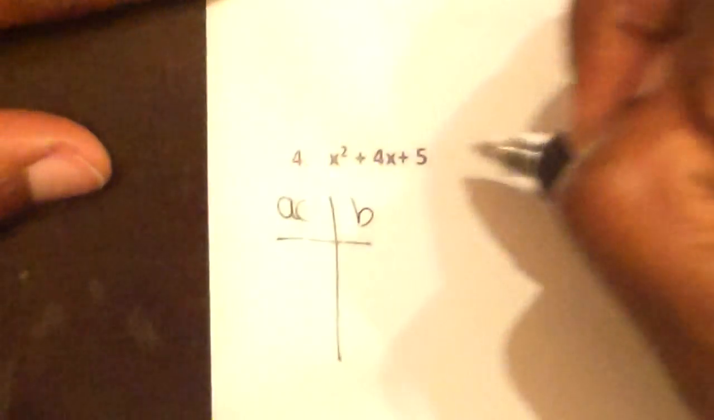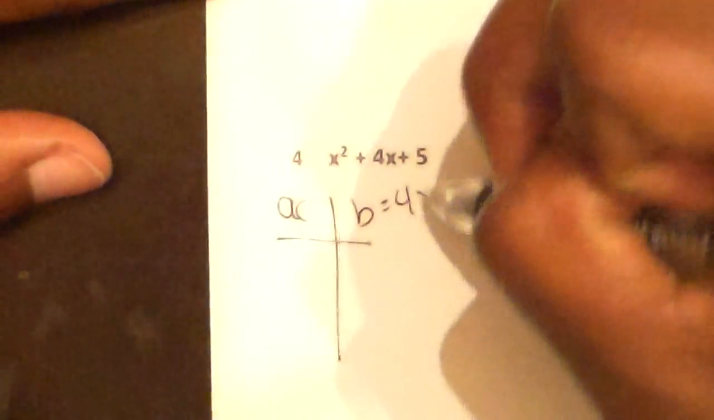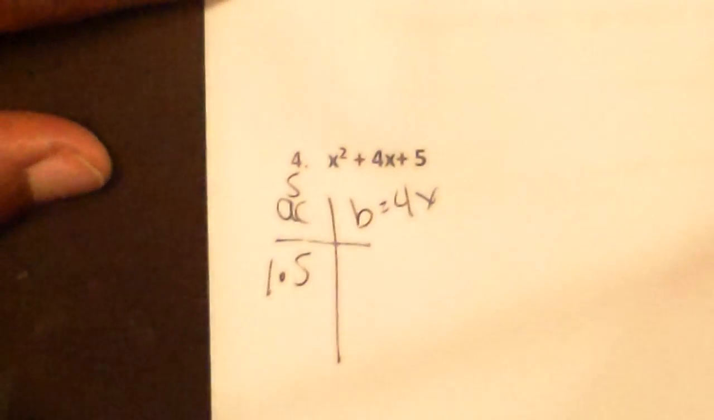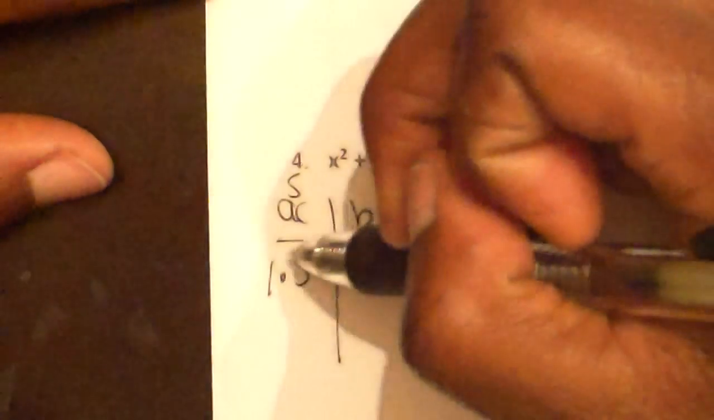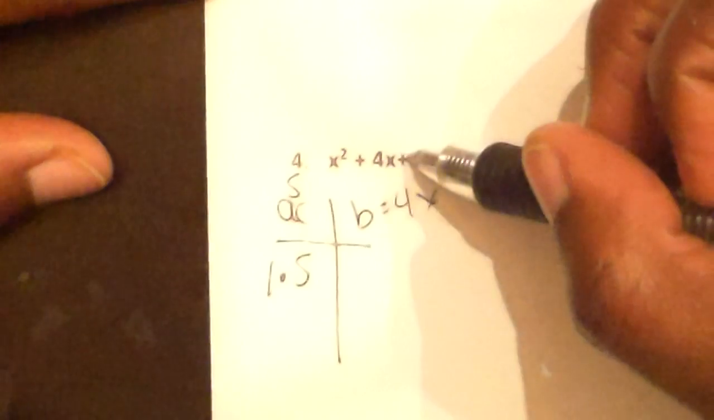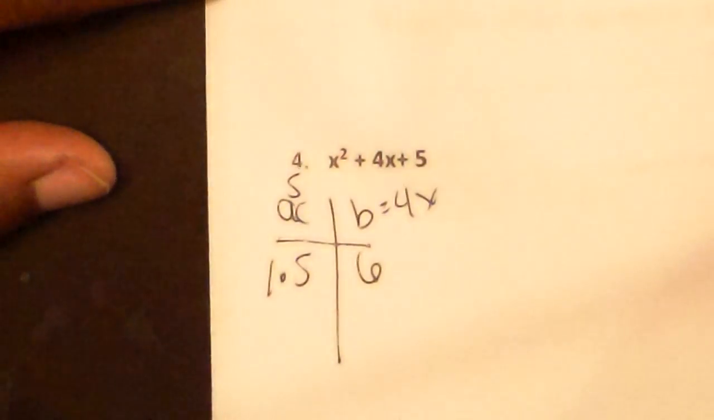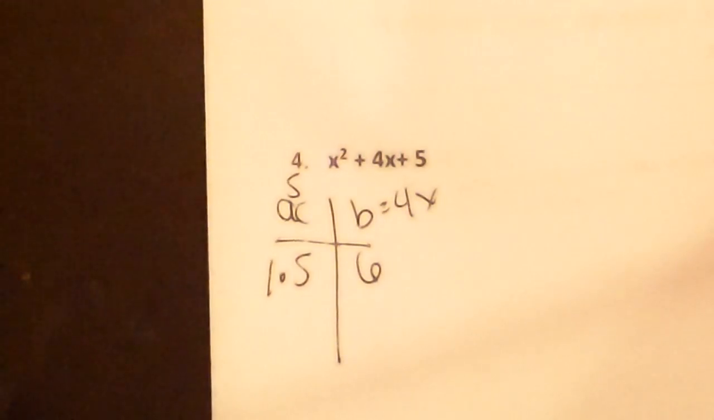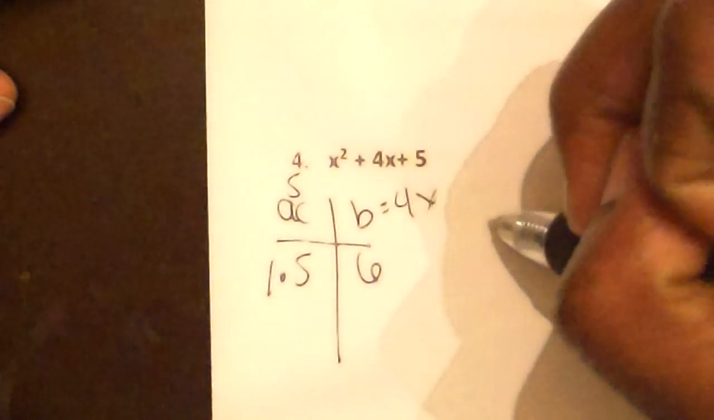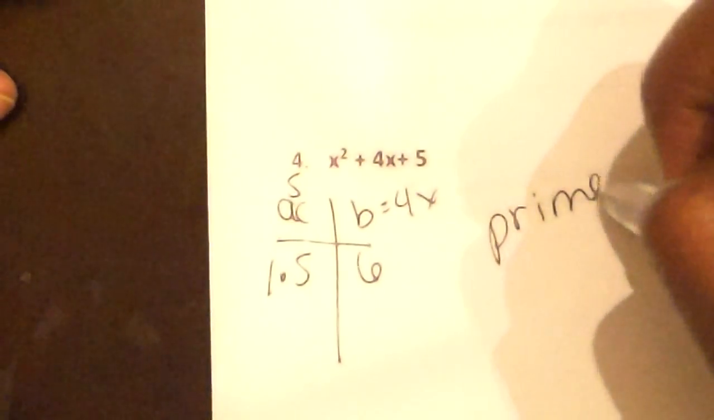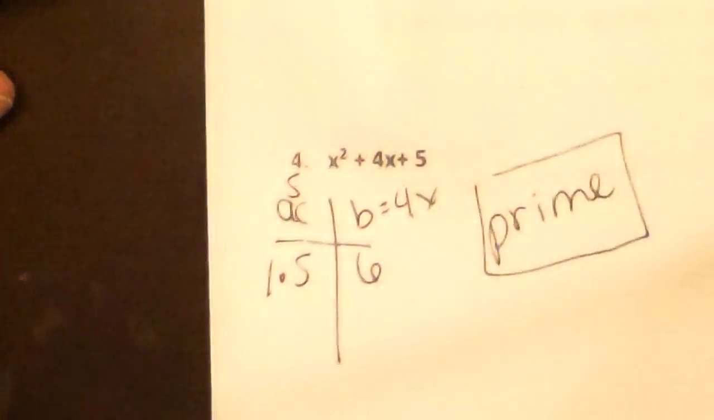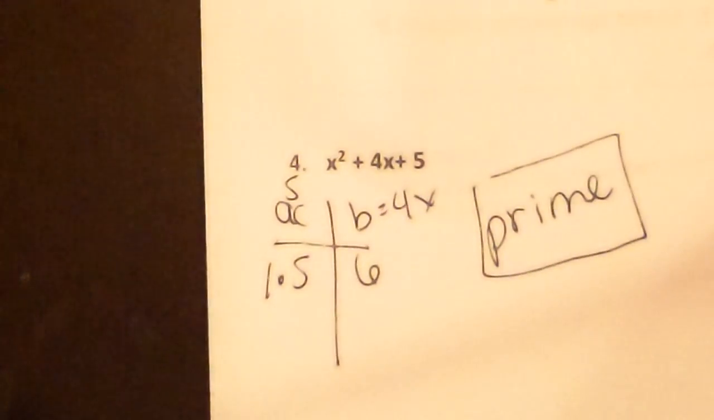Have our t-chart, a times c and b. The b is equal to 4x, a times c is 5. The only factors of 5 are what? 5 and 1, right? So then both signs are positive, so that means both are going to be positive, but when we add 5 and 1, we get 6, right? Are there any other factors? Nope. So that means nothing's going to work. This is an example of a prime answer when nothing works. When you've tried all your possibilities, it's prime.